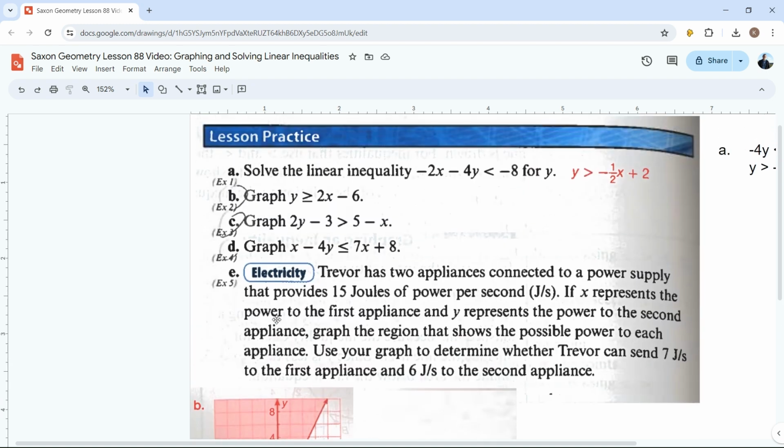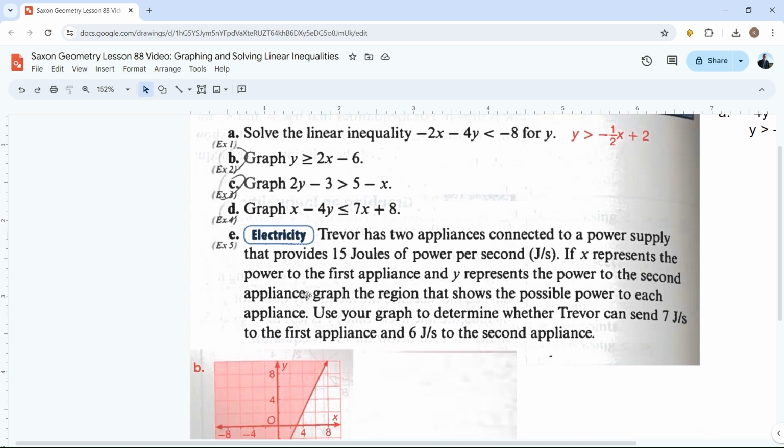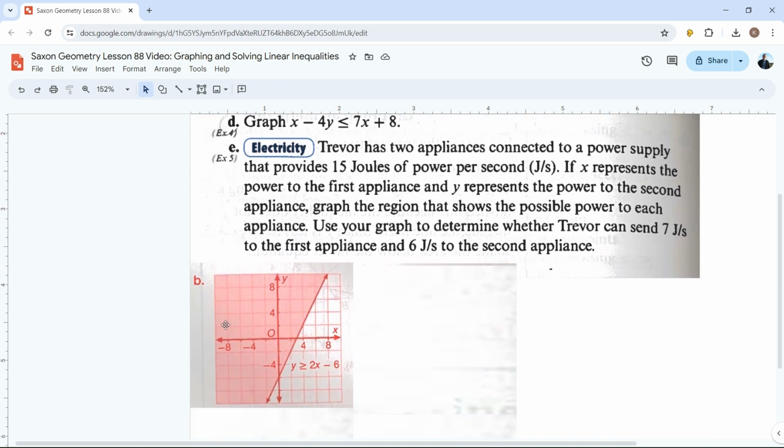And let's plug that into our equation. 0 is greater than or equal to 2 times 0 minus 6. That's 0 is greater than or equal to negative 6. Ask yourself, is that a true statement? Is 0 actually greater than negative 6? The answer is yes. If it is, I'm going to shade the entire side of the line that my test point is on, in this case, the side that 0, 0 is on. If 0, 0 didn't work out and it made it a false statement, I would just shade the other side of the line.